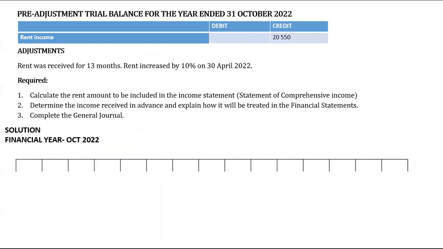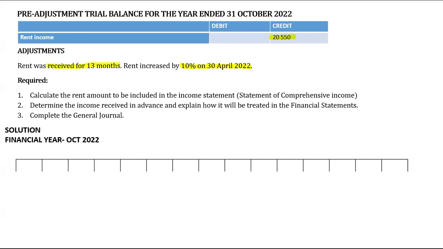Let us look at example one here. Our rent income there is 20,515. The financial year runs from the 1st of November 2021 until the 31st of October 2022. For the whole year, we have received 20,550, and that 20,550 was received for 13 months. They say rent was increased by 10% on the 30th of April 2022.